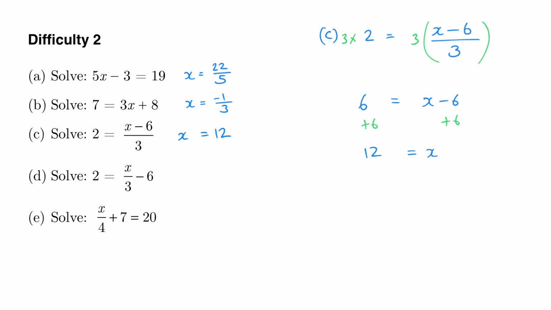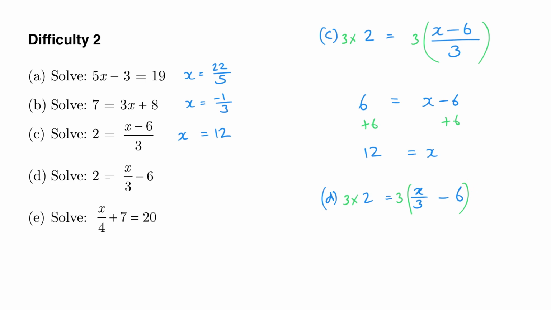Let's move on to question D. This time we've got 2 equals x over 3 minus 6. Now again, we've got a 3 in a denominator, so this is a little bit annoying. So what we can do is multiply both sides of this equation by 3. So multiplying the left-hand side by 3, I'll end up with 3 times 2. Now to multiply the right-hand side, I need to multiply all of that by 3. So I've put it in brackets.